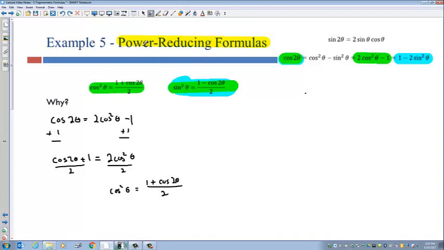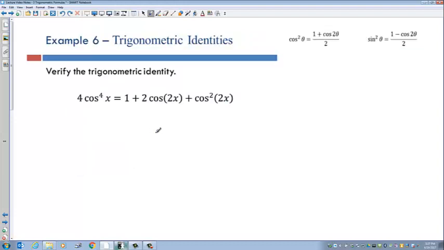Right, and they're called the power reducing formulas because it takes powers of cosines and reduces them to just a cosine. Same thing with a sine squared. It takes a power of sine and reduces it to, again, just a cosine. So there's no more powers on the trigonometric functions that are left over. Let's take a look at an example real quick so you can see how we might use these.